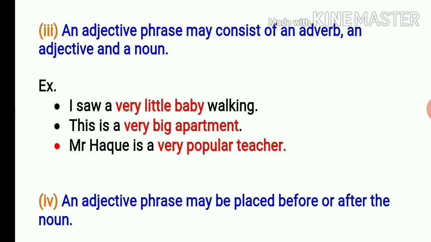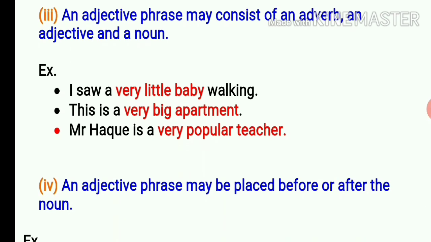The second example, these are very big apartments. Like the former one, in this sentence, very big apartments is also an adjective phrase because in this phrase there is an orderly combination of an adverb, an adjective, and a noun. And the third example, Mr. Hawk is a very popular teacher. Like the former two sentences, in this sentence, very popular teacher is also an adjective phrase.